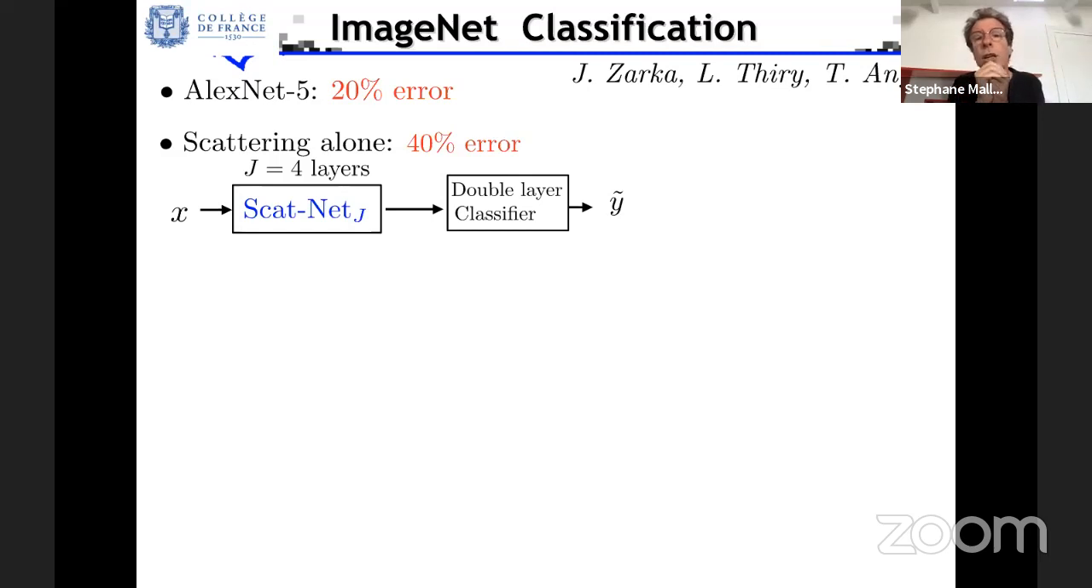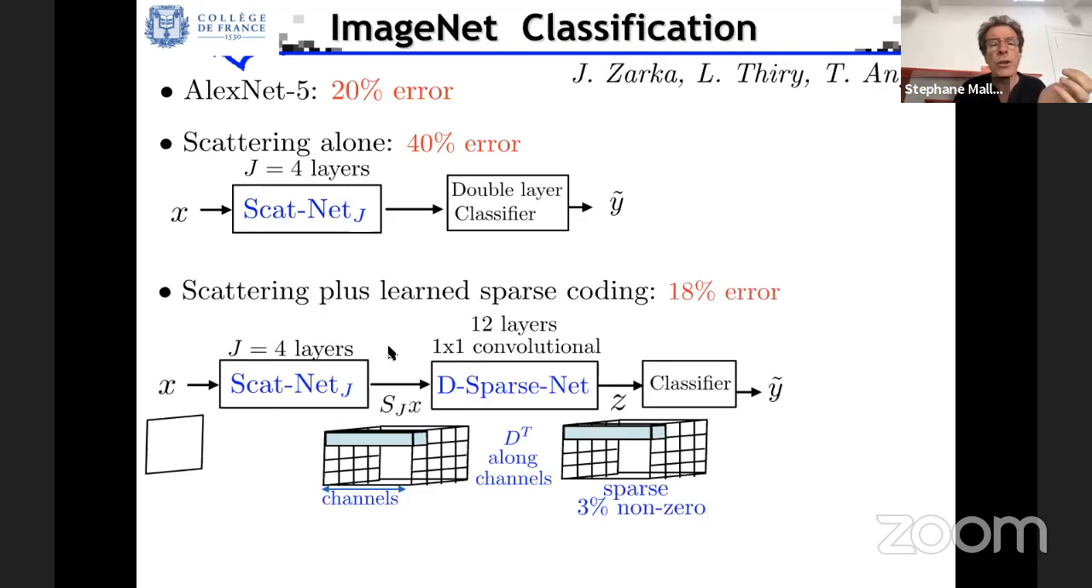Now, if you try that on ImageNet, as I said, AlexNet, that was 2012, had an error of about 20%. If you do the scattering transform alone, which doesn't use any learning, the error is about 40%. On the scattering domain, so here in this domain, you've imposed some translation invariants. You are stable to deformation. If you learn patterns within this domain, with this network, you obtain now a matrix which is very sparse, about 3% non-zero coefficients. You learn jointly the classifier and this matrix D, which is going to do the sparsification, and boom, the error jumps from 40 to 18%, which is a bit better than AlexNet.